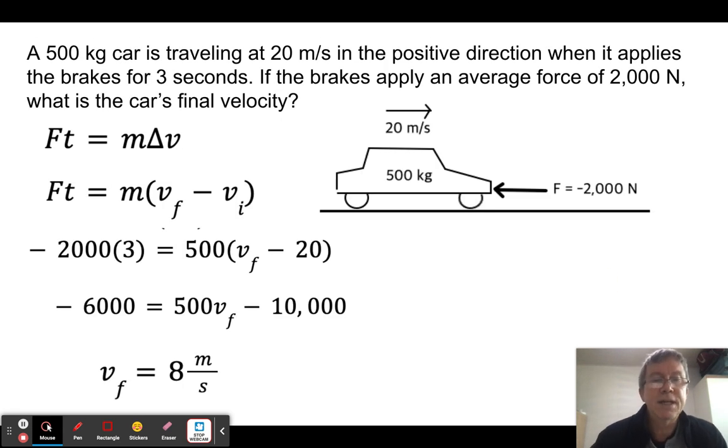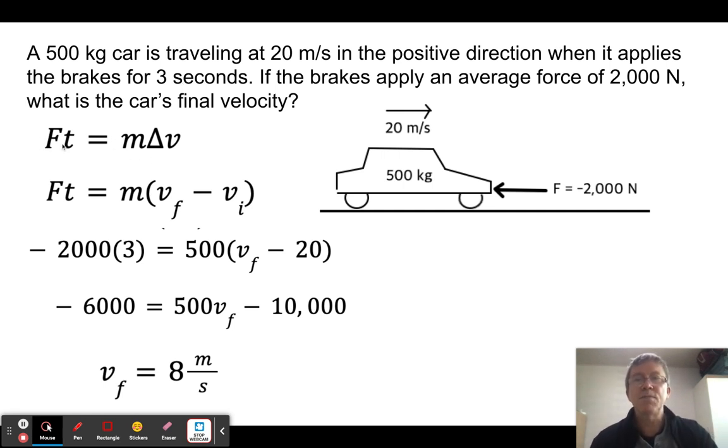Okay, so let's just look at, say, stopping a car. I have a car that's traveling 20 meters per second. It's a 500 kilogram car. And when I hit the brakes for 3 seconds, they're going to apply an average force of 2,000 newtons. So I have 2,000 newtons acting for 3 seconds. What I want to know is how fast the car ended up going.